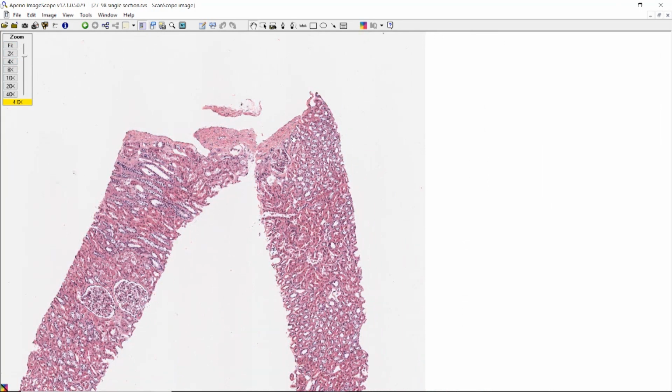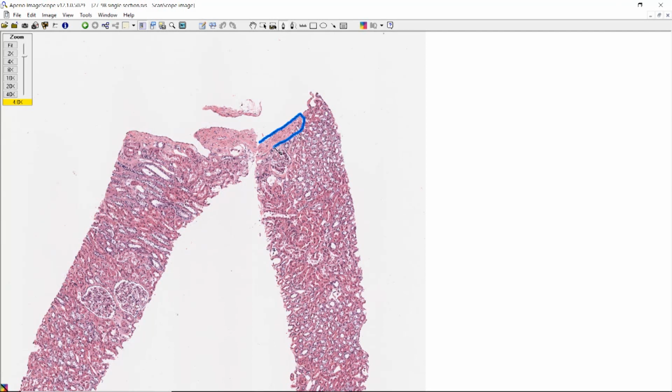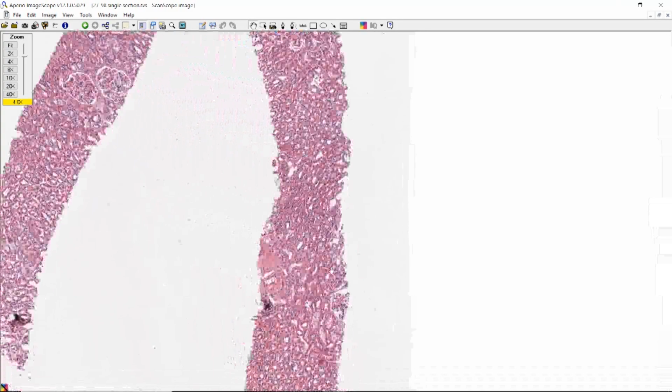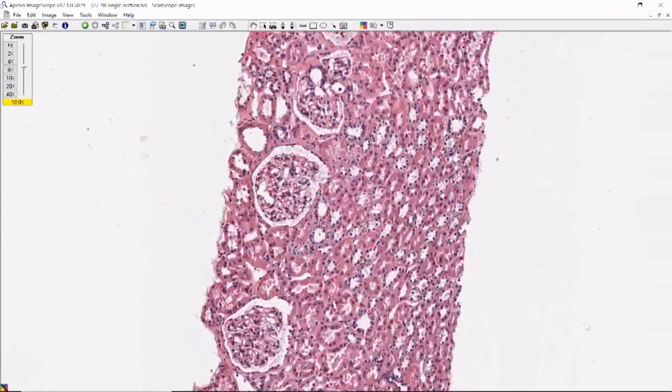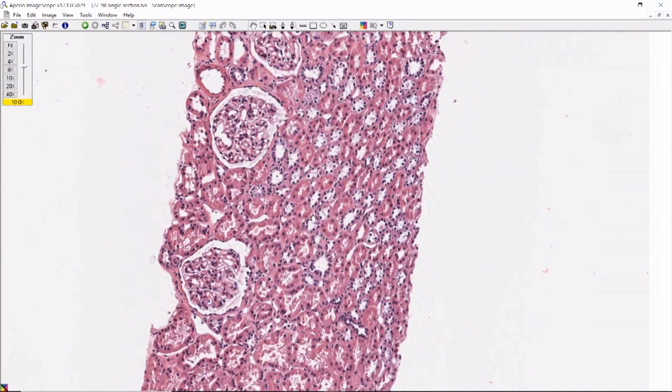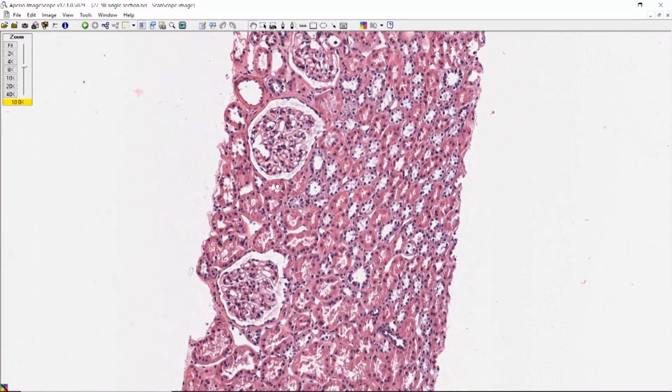Here, this pink fibrous tissue is the capsule. I am going to outline it with my pen. Let's continue looking at the rest of the biopsy. Here you can see 4 glomeruli. Let's take a closer look. I am going to outline 2 glomeruli.